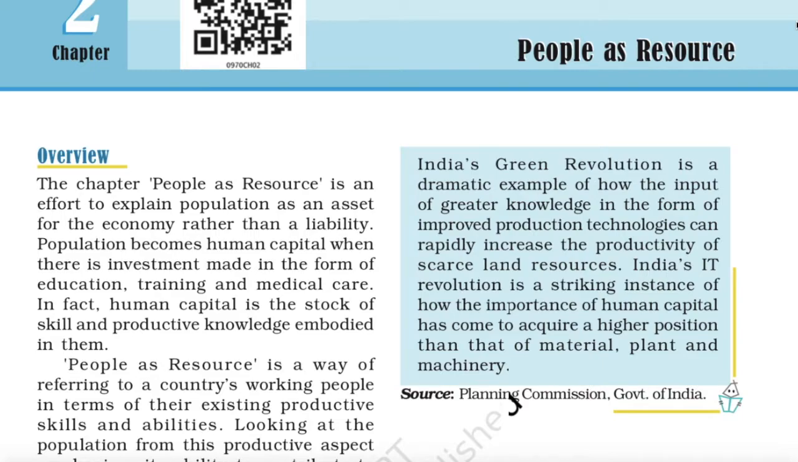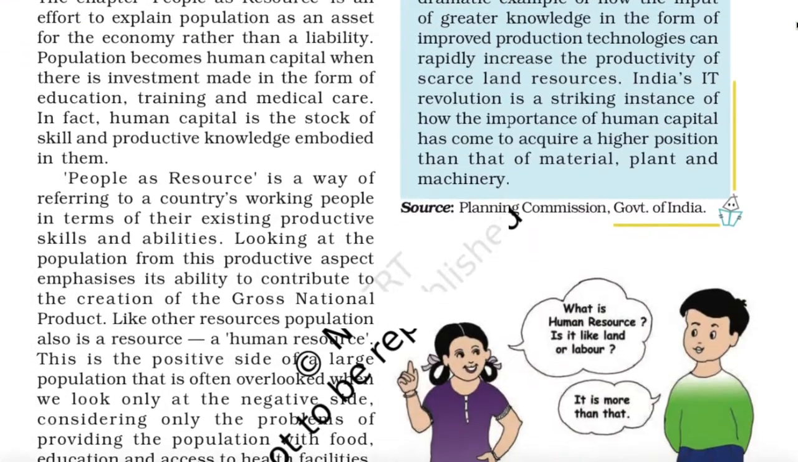India's Green Revolution is a dramatic example of how the input of greater knowledge in the form of improved production technologies can rapidly increase the productivity of scarce land resources. India's IT revolution is a striking instance of how the importance of human capital has come to acquire a higher position than that of material, plant, and machinery.